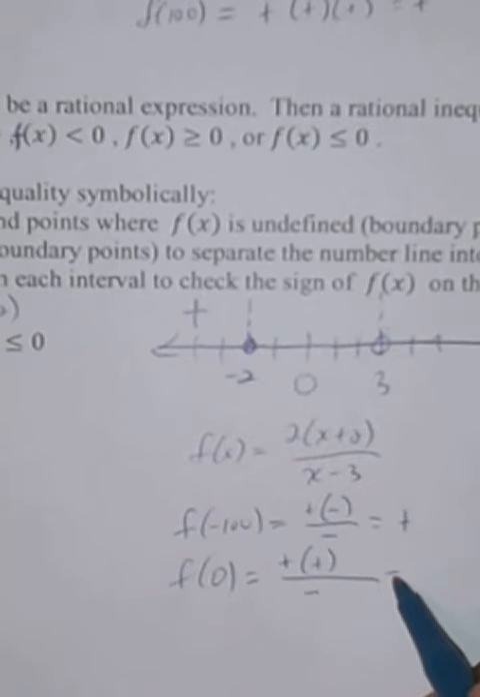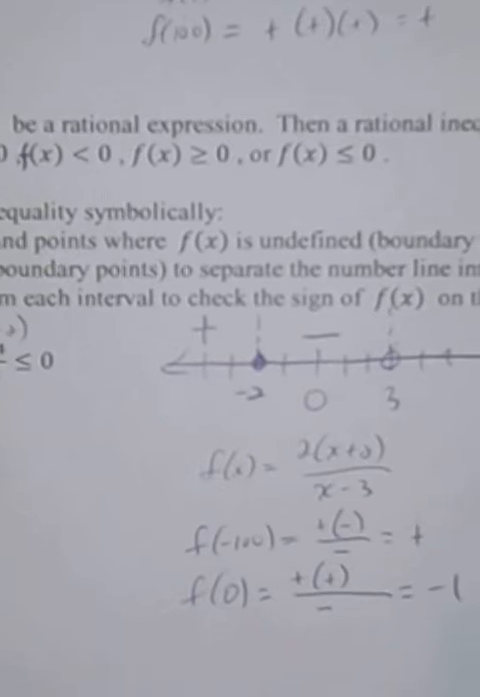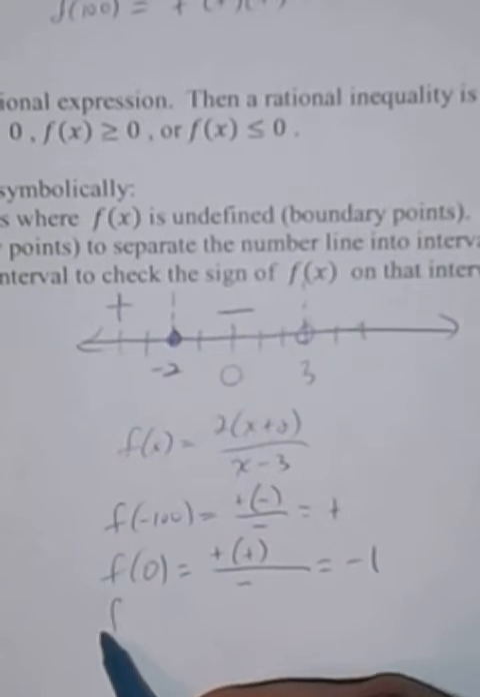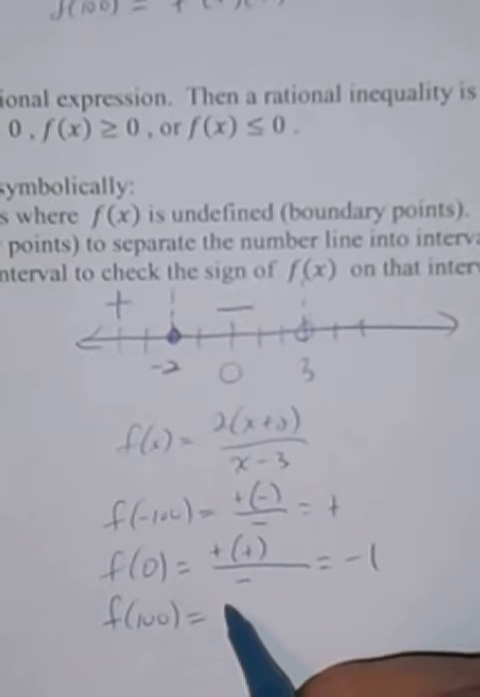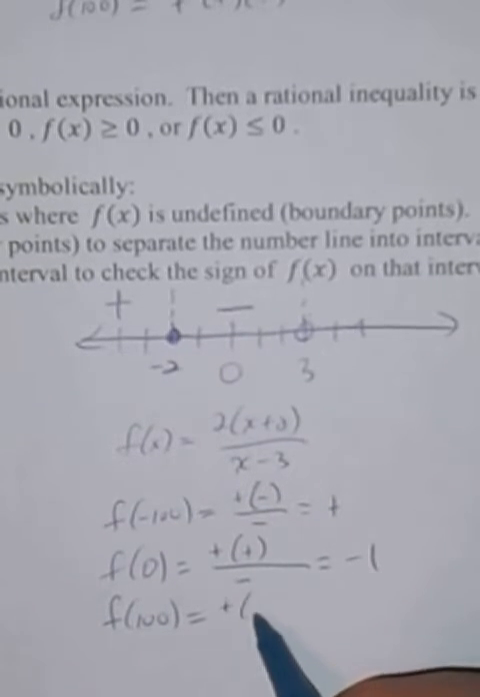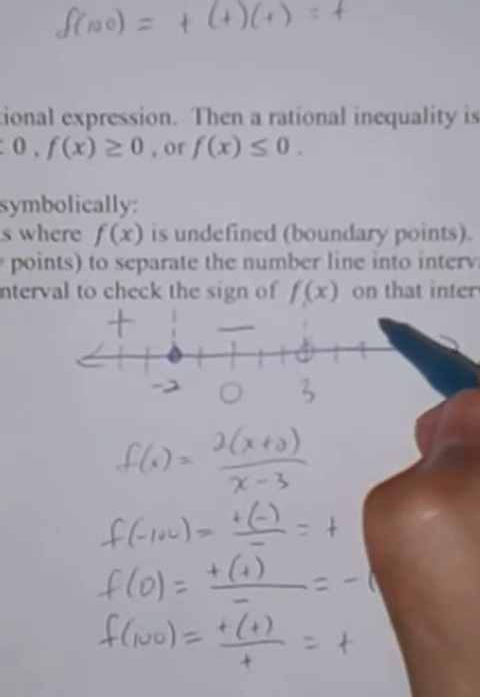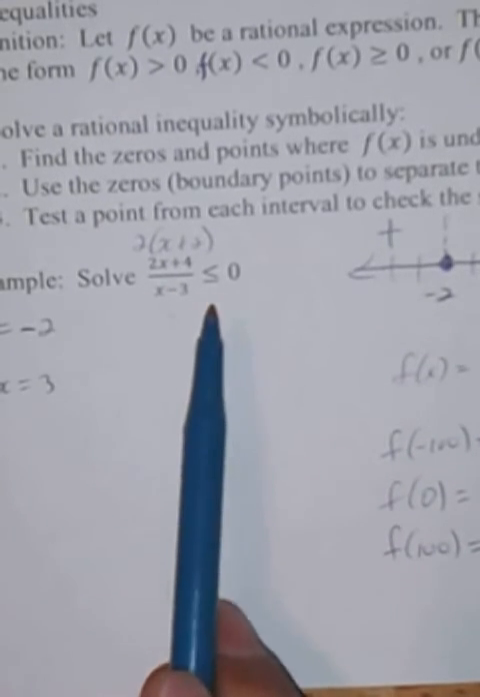0 minus 3 will be negative. The result is negative. So negative right there. And then to the right of 3, from 3 to infinity, I'm going to pick 100. So f of 100. Notice again, I'm just interested in the sign. The 2 is positive, x plus 2 is positive, and x minus 3 is positive. That's a positive.